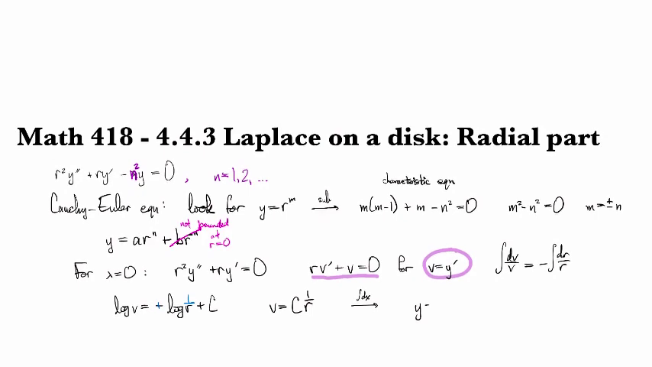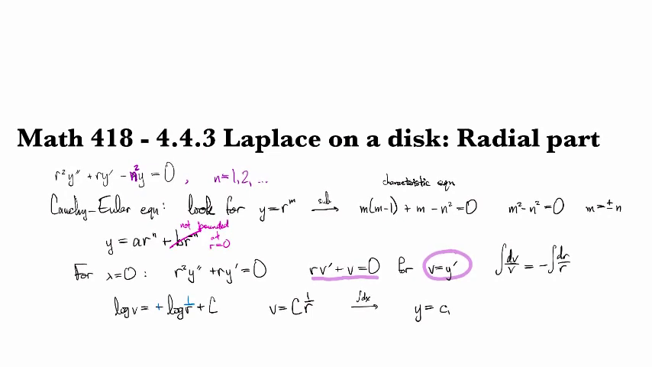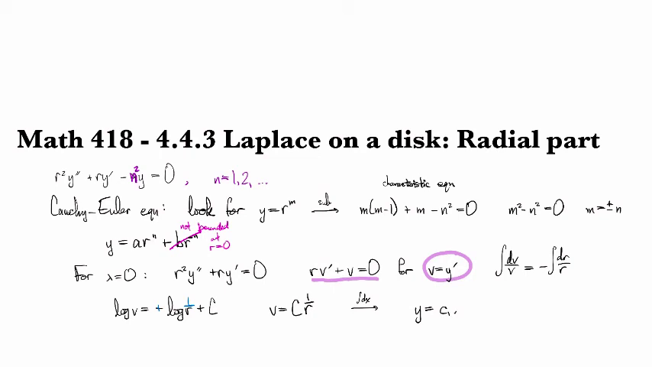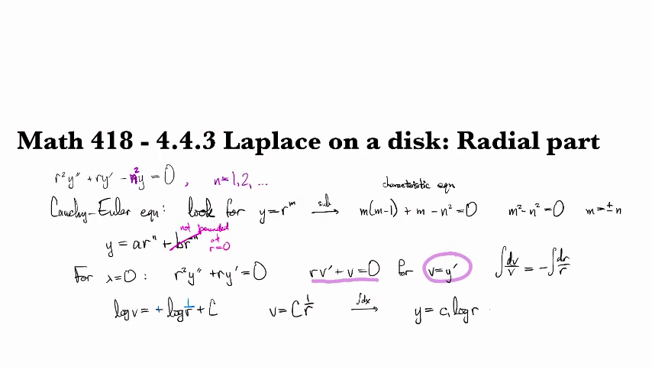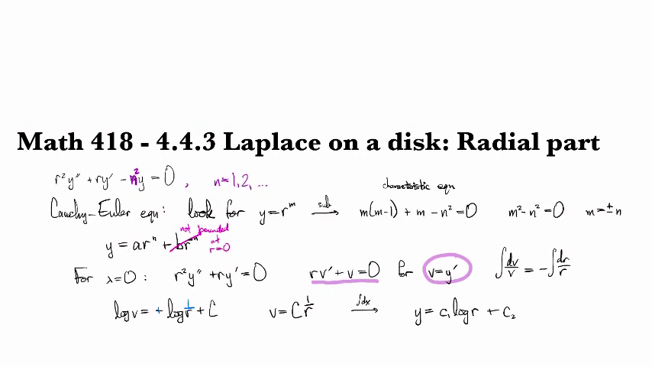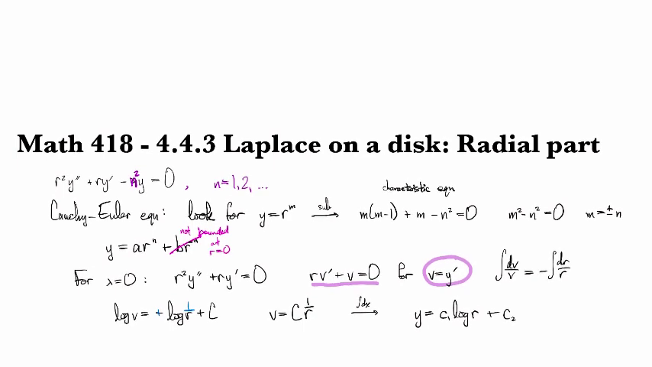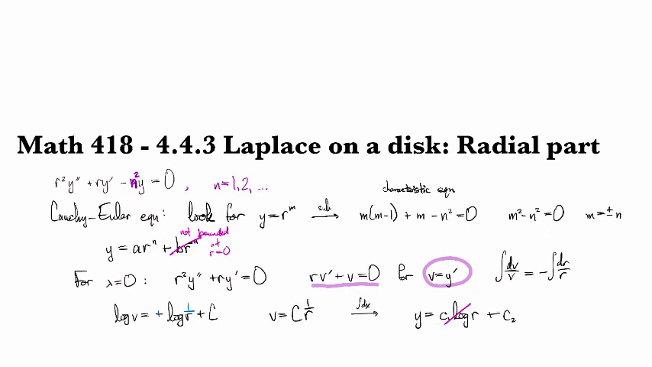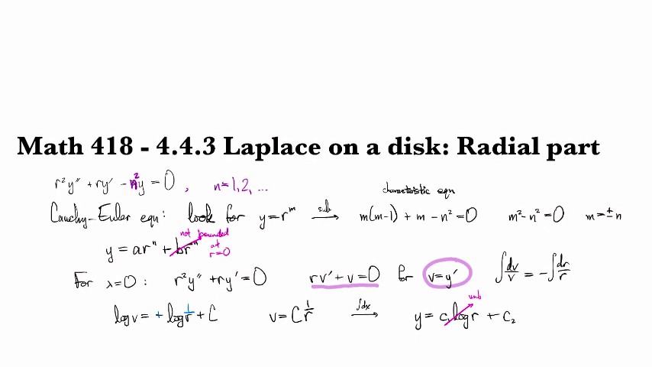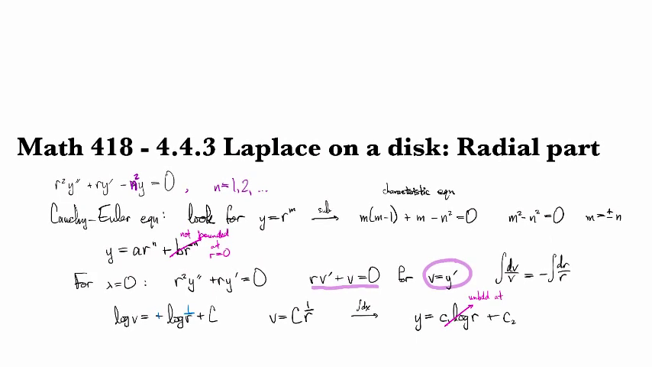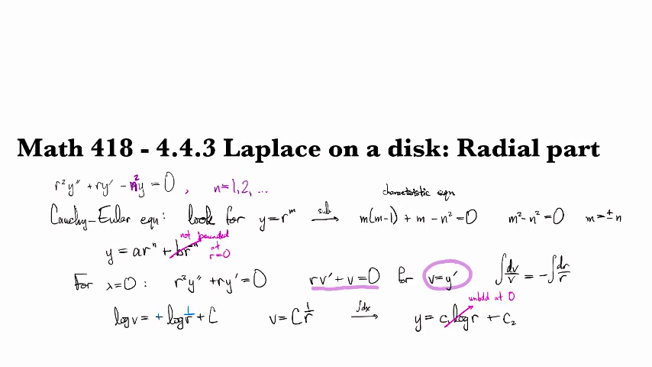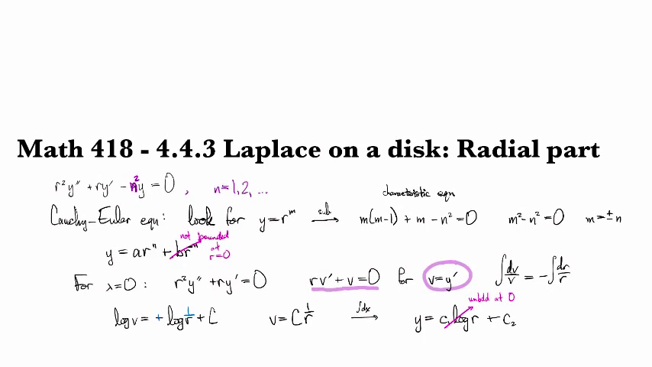So that will be c1, and then the integral of 1 over r is log r plus c2. And so again, we can use the fact that we want a solution which is bounded at 0 to kick this one out. So that one's gone. So we just get a constant.